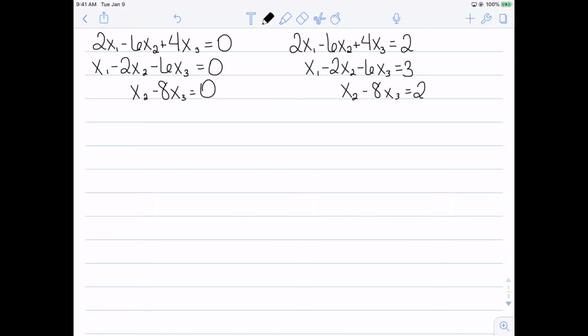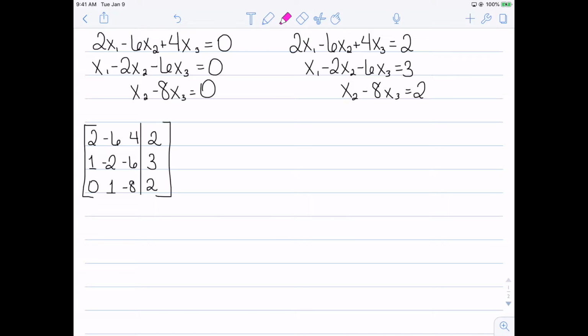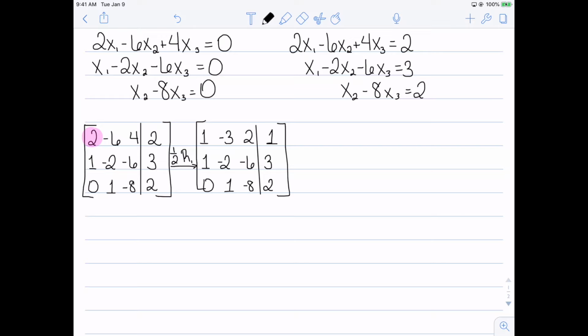We start by putting it in an augmented matrix. And now we can start solving the system. We want to start by getting a 1 in the first row, first column. So we're going to multiply the first row by 1/2. The second and third rows won't change. And the first row becomes 1, -3, 2, 1.